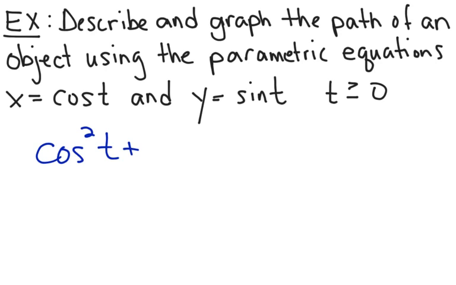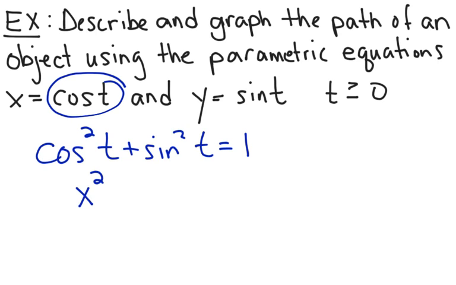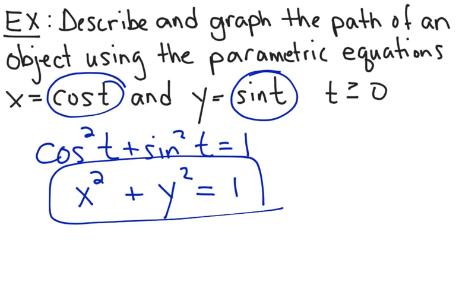Well, cosine squared t plus sine squared t equals 1 was one of our Pythagorean identities from when we studied trigonometry. If you notice x is cosine t, that means cosine squared t must be x squared. And since y is sine of t, that means sine squared t must be y squared. So you get x squared plus y squared equals 1. That's the equation of a circle that's centered at the origin whose radius is 1.